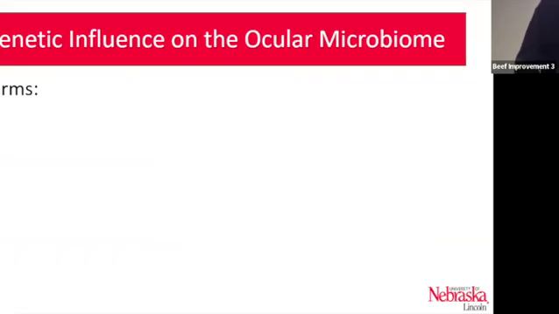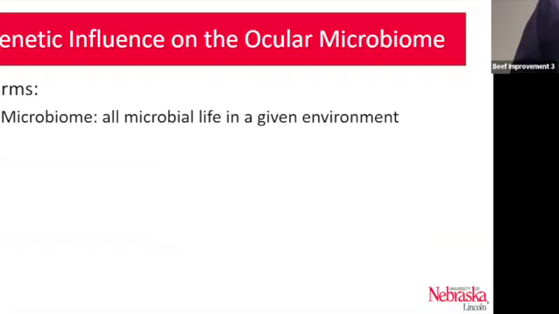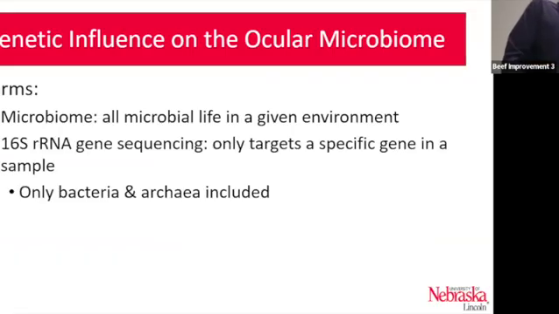Okay. Just to make sure we're all on the same page, I'm going to lay out some terms. I'm going to use the phrase microbiome to define all microbial life in a given environment. 16S rRNA gene sequencing only targets a specific gene in a sample, the 16S rRNA gene. What that really means is that when I'm talking about microbes, I'm only talking about bacteria and archaea, not viruses, not anything else here.